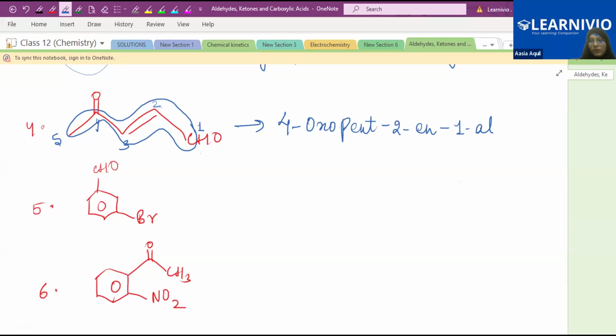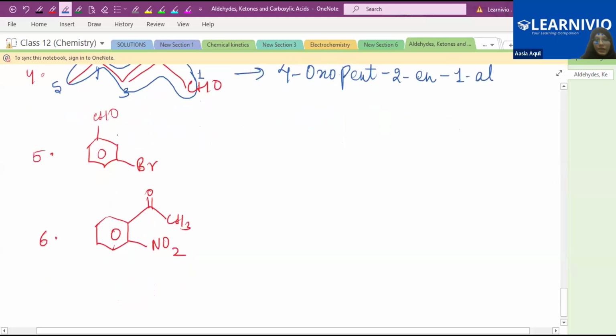Is this question clear to both of you? Yes, ma'am. Okay, to the fifth one. See, how will we do the fifth and sixth ones? This CHO group is present on this carbon. Corresponding to this carbon, this is the ortho position, this is meta, this is para. This is again meta, this is ortho. Now you can write accordingly. It's meta-bromo, and what is this? Benzaldehyde. CHO group was present on benzene, that was benzaldehyde. So it's meta-bromobenzaldehyde.